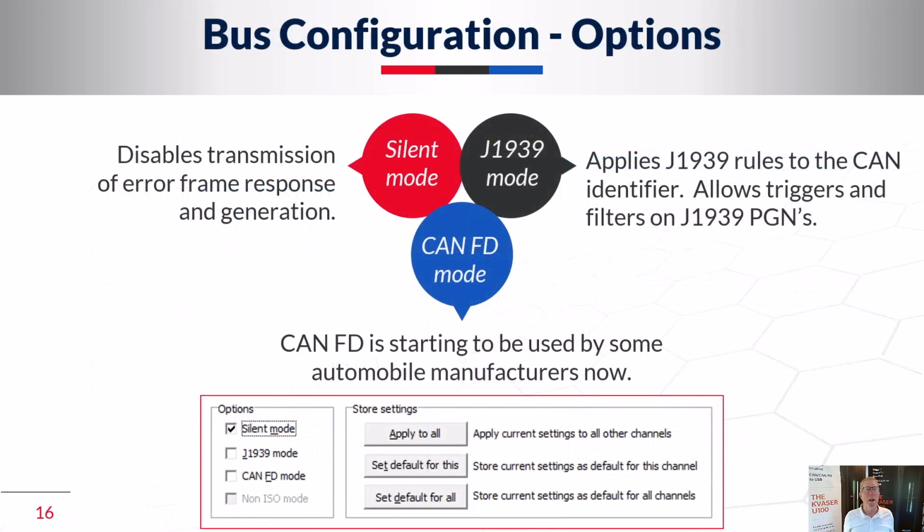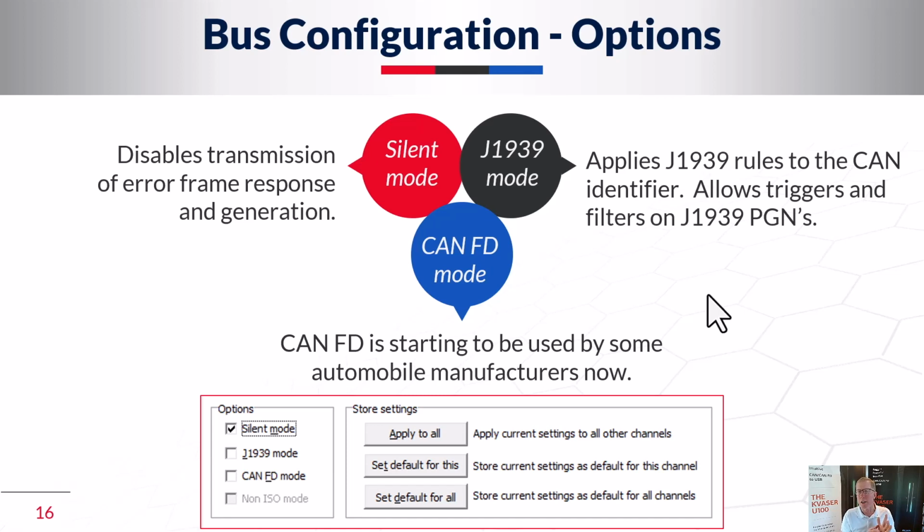So bus configuration options. This is just a little graphic about your bus configuration options. Your silent mode disables any transmission in case of an error frame or a response to the generation of an error frame. You would disable that ability on the CAN bus with silent mode selected. Your J1939 mode applies J1939 rules to the CAN identifier, so it allows you to trigger on PGNs. You know, a CAN identifier in extended CAN is 29 bits, and J1939 defines those 29 bits as a priority, as a PGN, and as a source address.